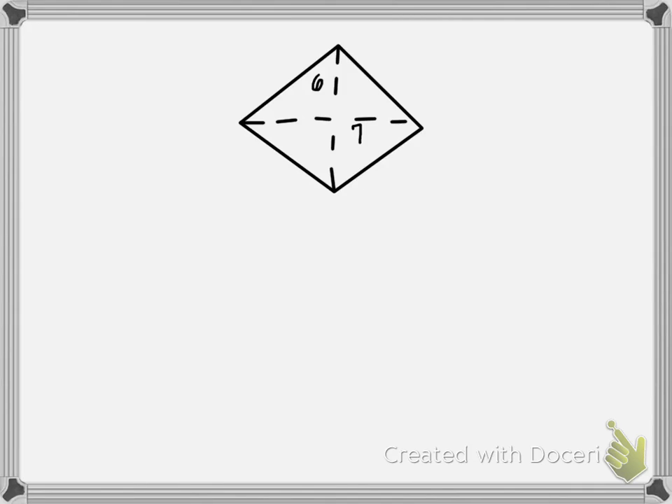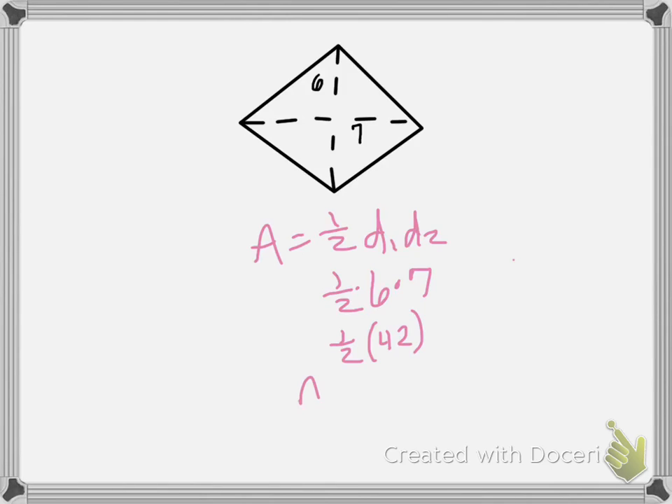And then we have a rhombus. The area, write the formula first, is 1/2 d1 times d2. It's going to give me 1/2 of 6 times 7. Two ways you can do it. 1/2 of 42, which is going to give you the area of 21.